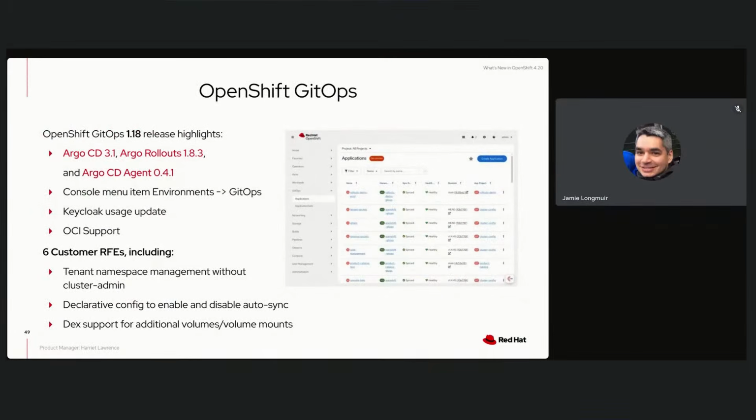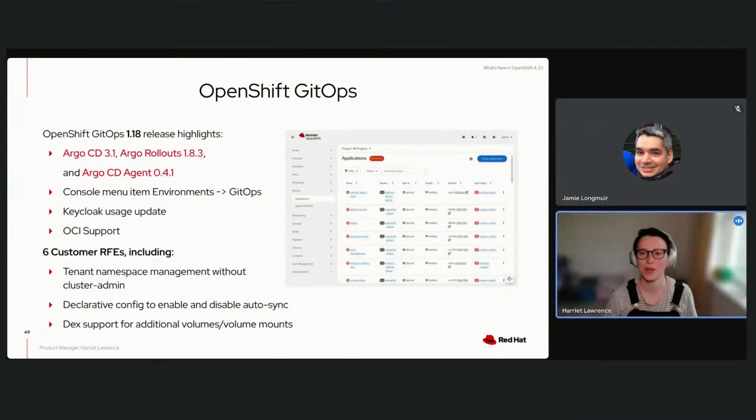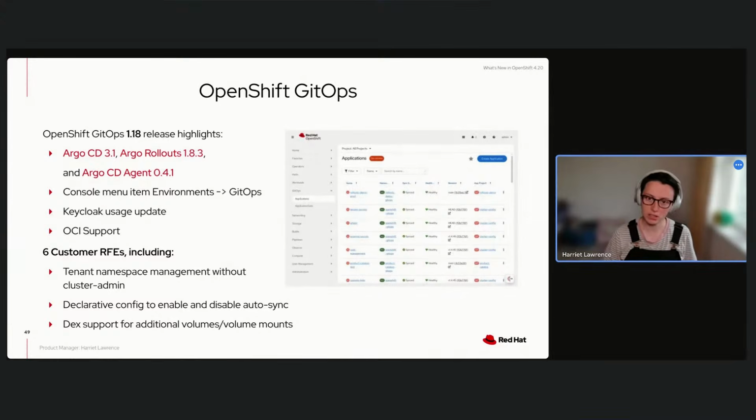Thanks, Jamie. So the latest GitOps release is version 1.18. If you're new to GitOps, it is an operator for continuous delivery, and it's based on Argo CD, which allows you to declaratively automate your deployments of things like applications, cluster config, or any other resources. The highlights of our 1.18 release include first-class support for OCI repos as an application source. GitOps in the OpenShift console has had a little UI update with a new menu item name. So instead of environments, you can now find it under GitOps.